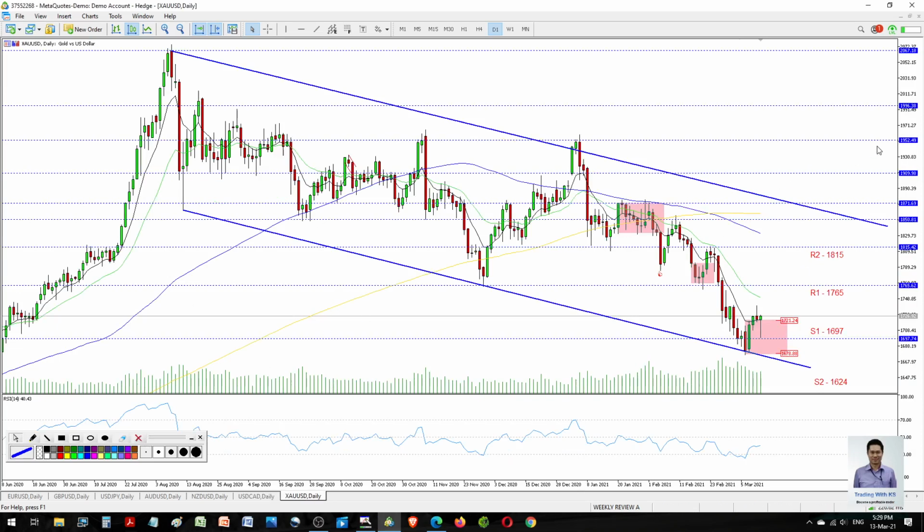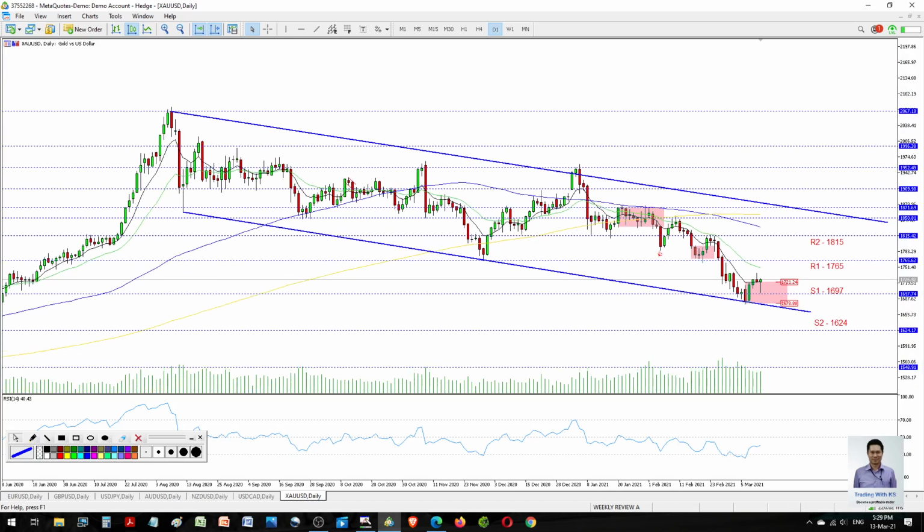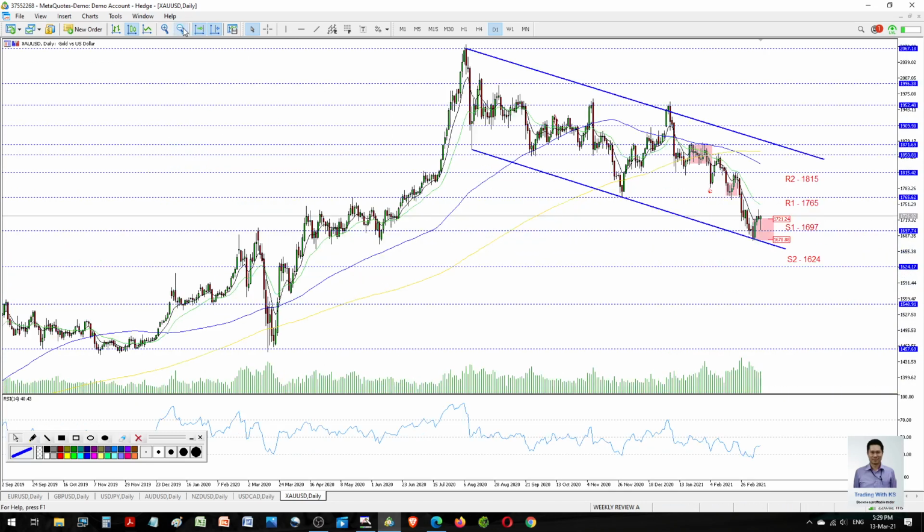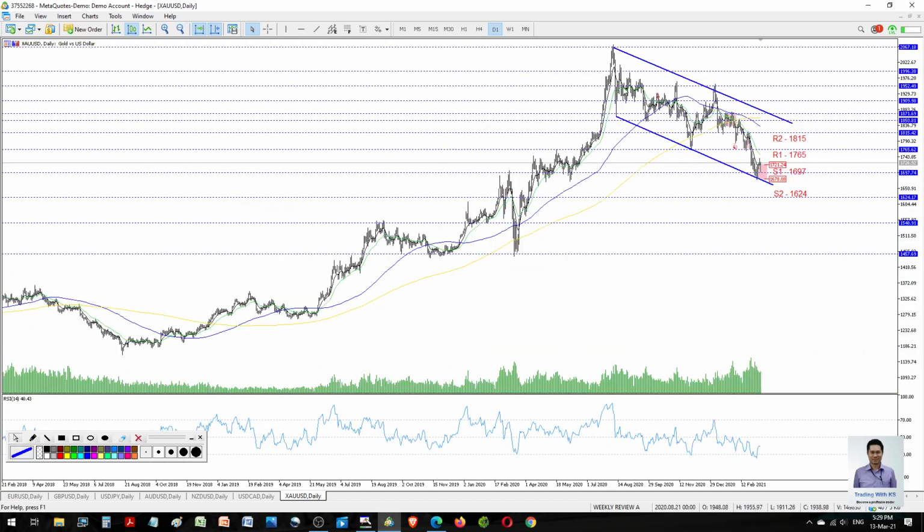So going to XAU USD, we talk about this very important area. The price tries to break down. If the price breaks down, we can see gold drop much lower. After the break over here, it's possible to drop to the 1500 or 1400 area. So be very careful with gold.